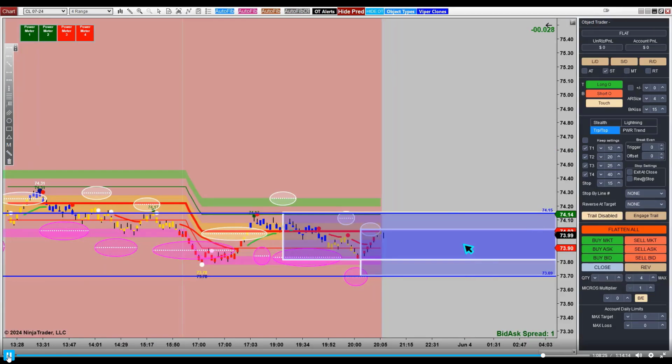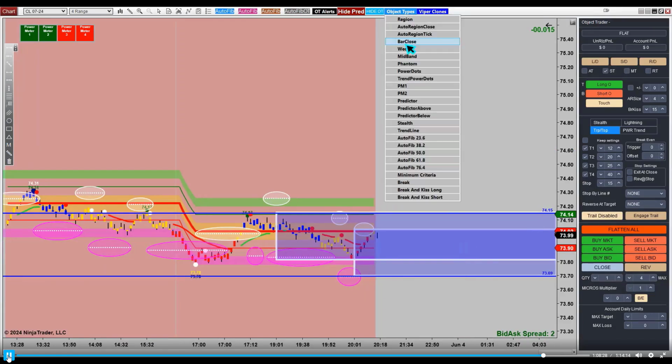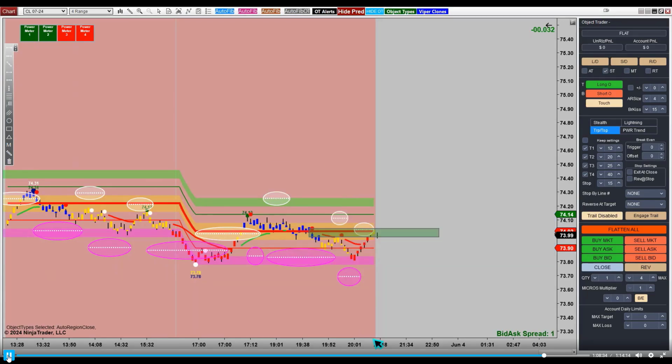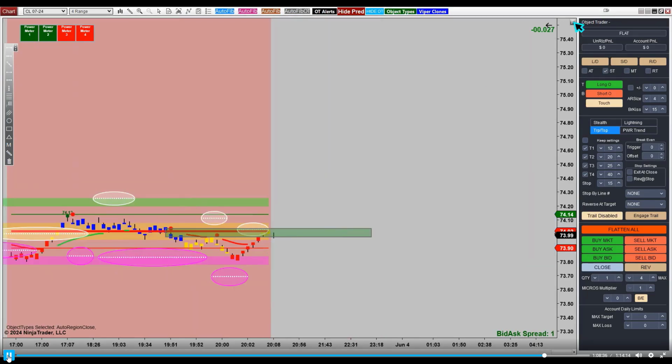All right. And you go to your object types, auto region close. You'll notice that it draws on the last 2 fully closed candles. Let me show you this.